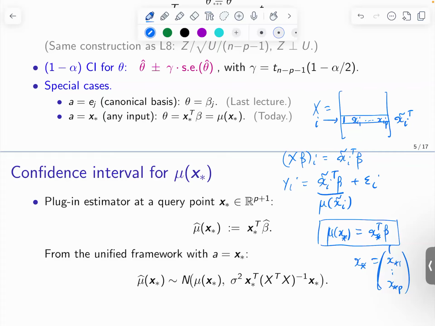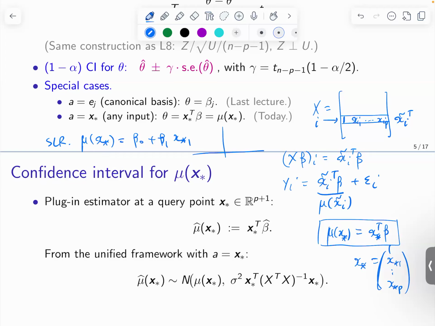If it was a simple linear regression, this would just be a linear function. To be honest, it would be an affine function. It would be beta 0 plus beta 1 times x star 1. And if you plot it, for simple linear regression, mu of x star is really going to be beta 0 plus beta 1 x star 1.